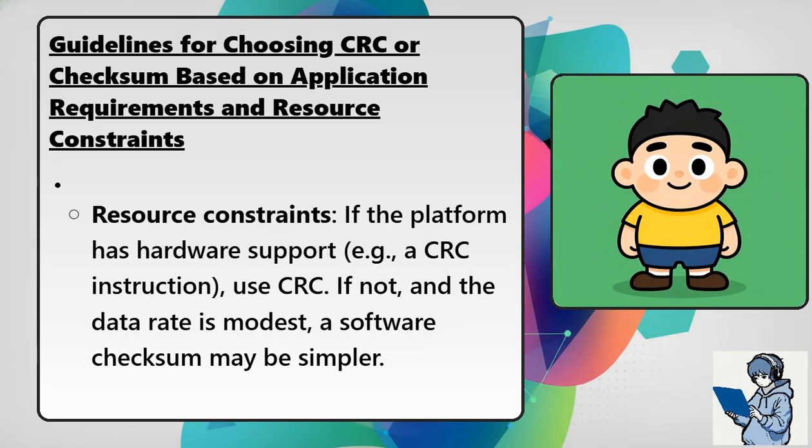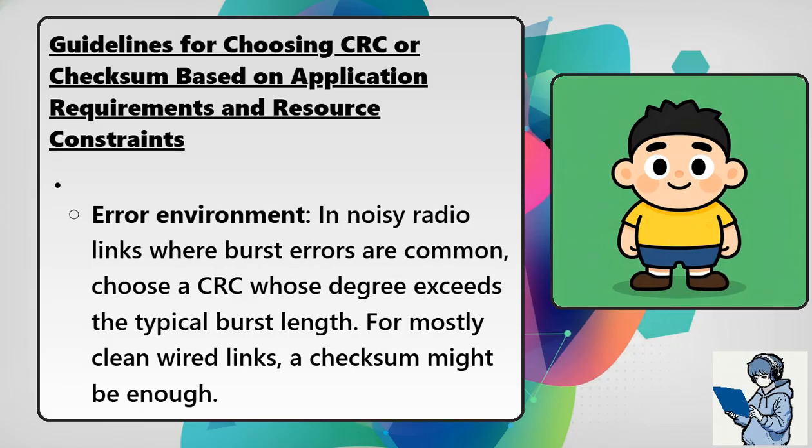Resource constraints. If the platform has hardware support, for example a CRC instruction, use CRC. If not, and the data rate is modest, a software checksum may be simpler. Error environment. In noisy radio links where burst errors are common, choose a CRC whose degree exceeds the typical burst length. For mostly clean wired links, a checksum might be enough.